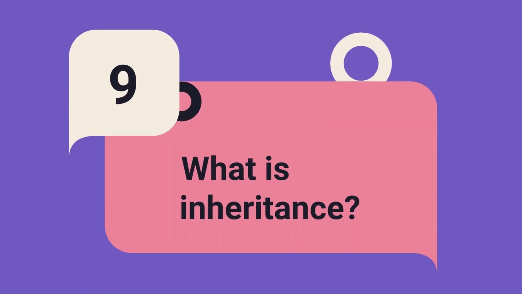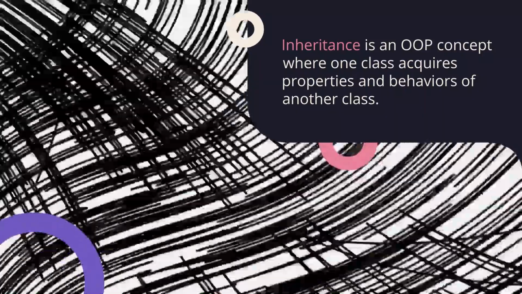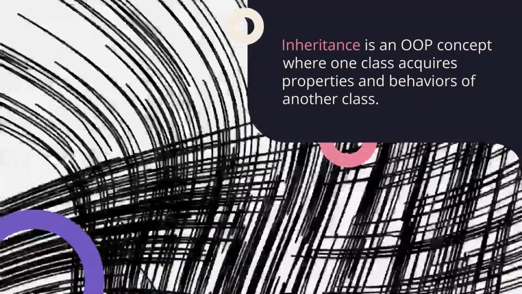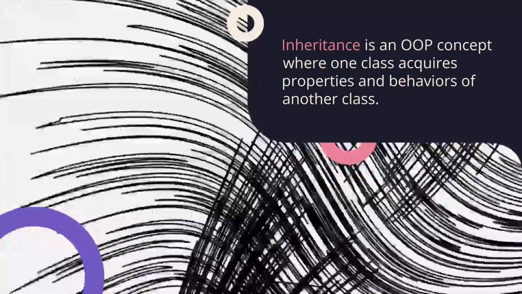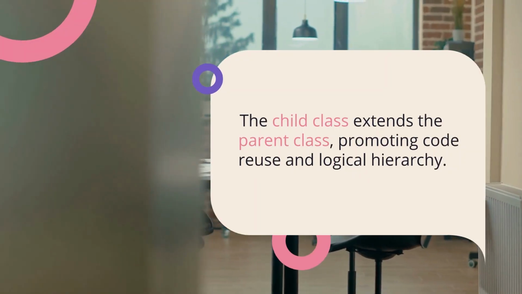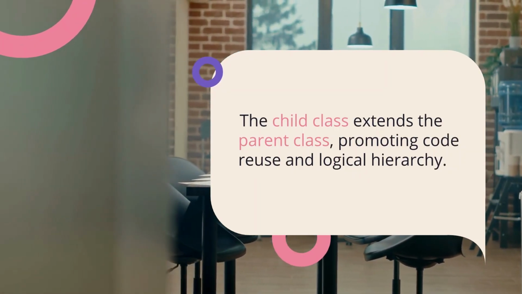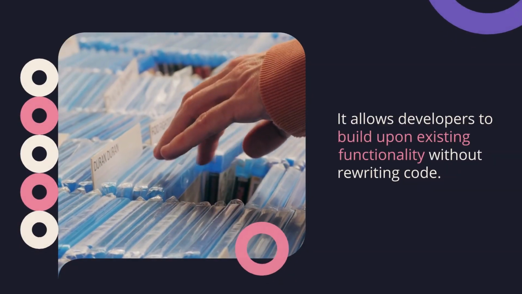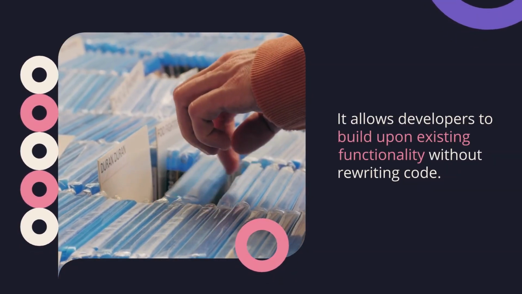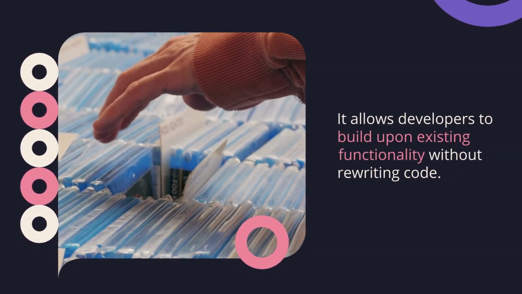9. What is inheritance? Inheritance is an OOP concept where one class acquires properties and behaviors of another class. The child class extends the parent class, promoting code reuse and logical hierarchy. It allows developers to build upon existing functionality without rewriting code.